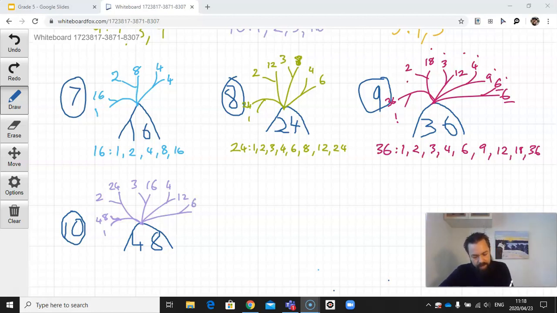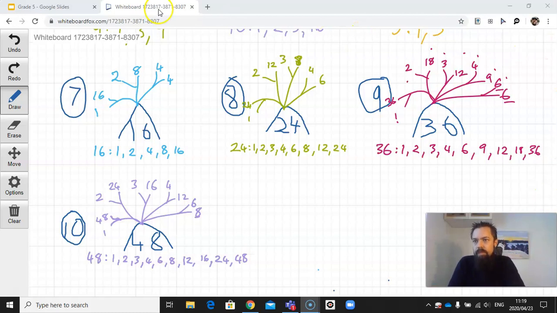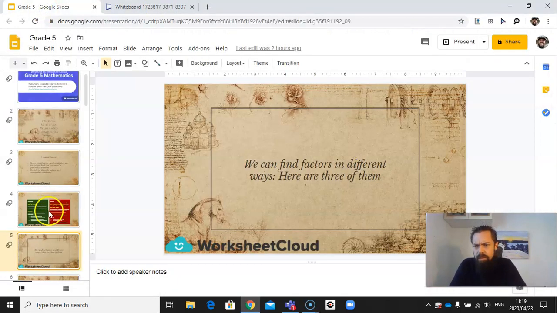So 6 goes into there 8 times, 7 doesn't, 8 does, but we've got 8, and so that's it. So 48 has the most factors we've seen yet. 1, 2, 3, 4, 6, 8, 12, 16, 24, and 48. We have just time to look at prime numbers and composites.